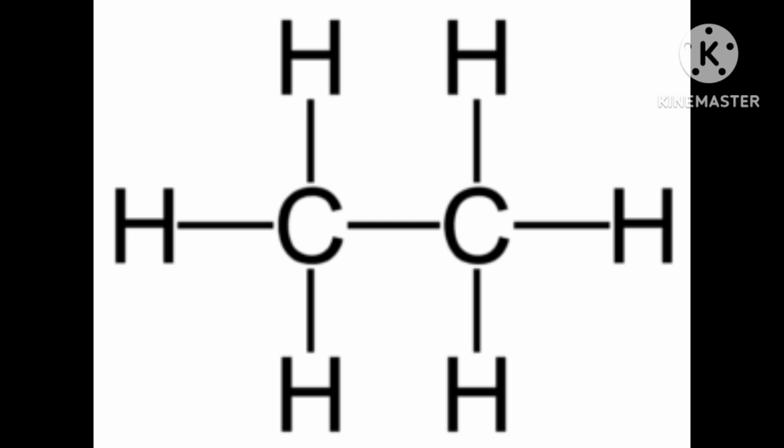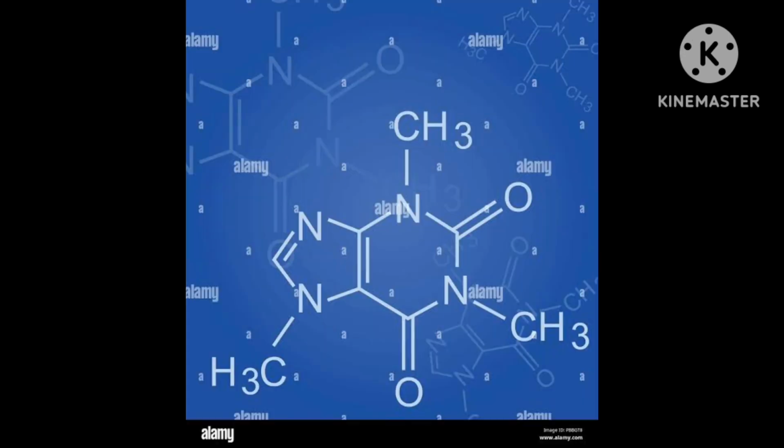Thus ethene is C2H4, with a carbon-carbon double bond, and each carbon has two hydrogens. Each carbon has a total of four bonds. Ethyne, that is C2H2, has a carbon-carbon triple bond, and each carbon has one bond with hydrogen.